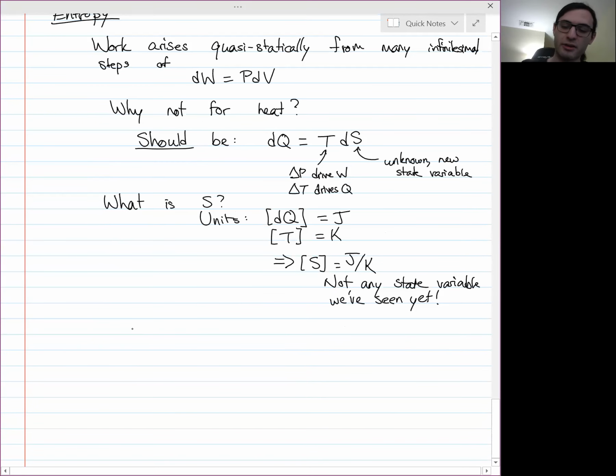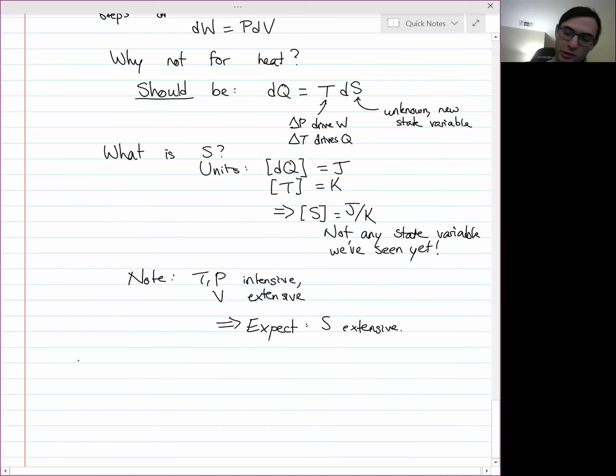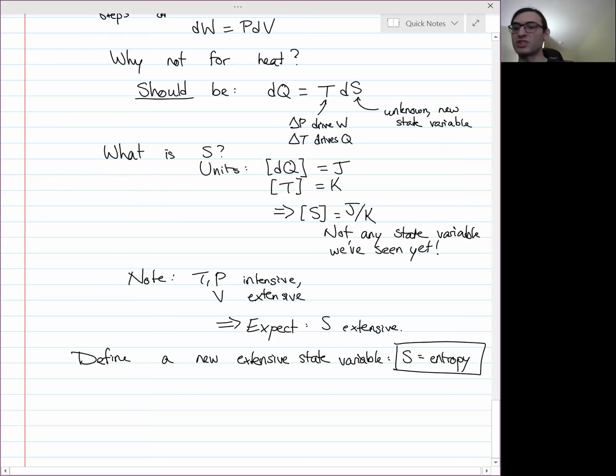So just as a quick aside, temperature and pressure are intensive, and volume is extensive. So using the analogy between work and heat in their formulas, we would expect that S is extensive as well. So we just define a new extensive state variable. We call it S, and we give it the name entropy. We just define it that way.